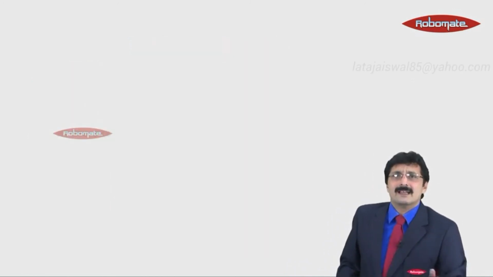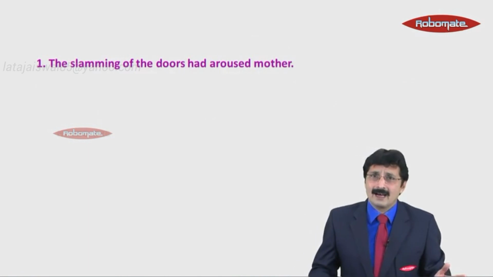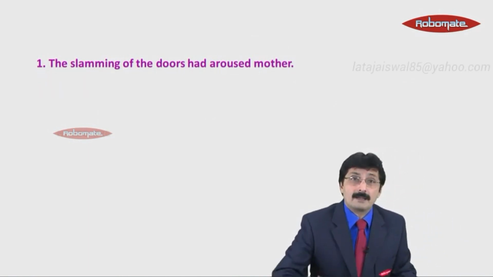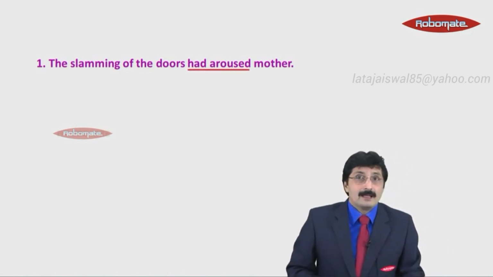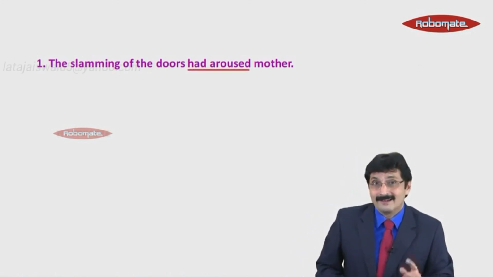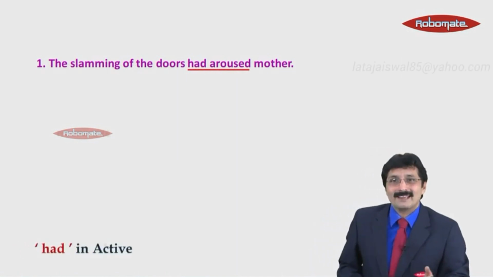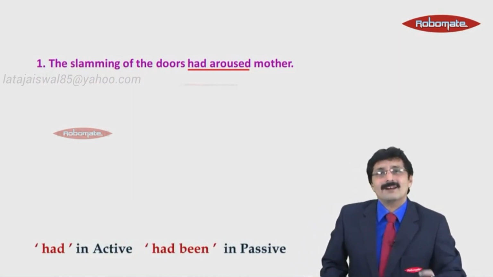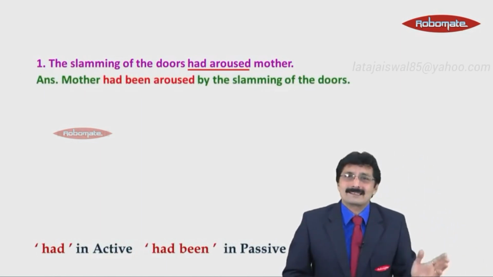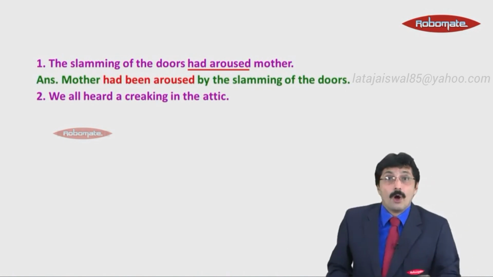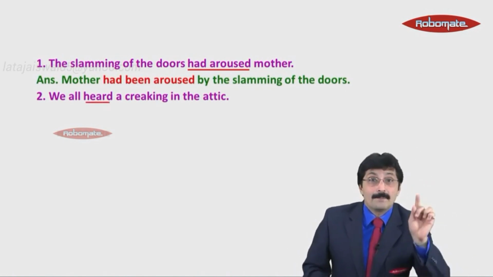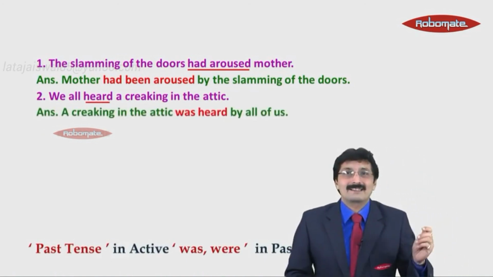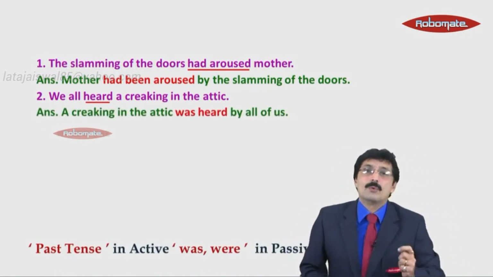Let's do some sentences. Here we are. And we are starting with the first sentence. The slamming of the doors had aroused mother. Very simple. Had aroused. Do we know the chant? Absolutely. Had in active, had been in passive. That's it. Mother had been aroused by the slamming of the doors. We all heard. Past tense in active, was, were in passive. Absolutely perfect. And here is the answer. A creaking in the attic was heard.